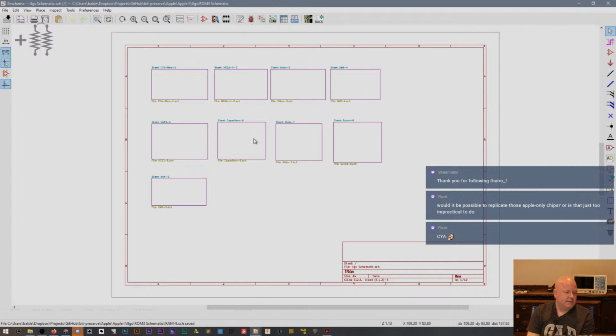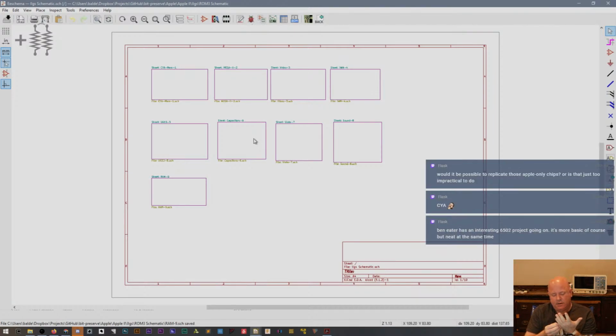All right, so Flask, would it be possible to replicate those Apple-only chips, or is it too impractical? Yeah, it's actually possible. There are FPGA reimplementations of most of the chips, and so you could reimplement most of them as an FPGA. Now, it's not practical to have them refabricated as an ASIC, but yeah, you could redo it with a bunch of FPGAs.